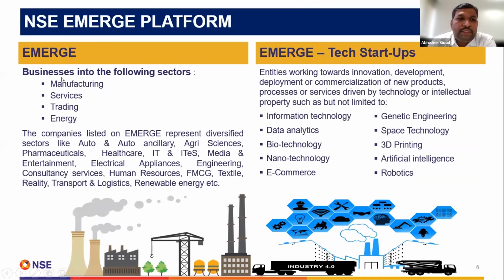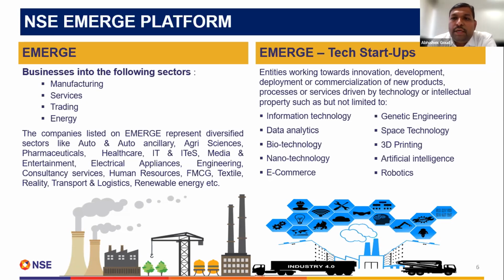We have two mechanisms, Emerge and Emerge with a tech startup mechanism. The Emerge one is the segment where currently most of the companies from the 20 sectors are available. It is into manufacturing, services, energy. Renewable energy is also one of those parts where people are getting listed and they have a decent amount of stake. In terms of sectors, you can read through the paragraph over here: auto ancillaries, agri-tech, entertainment, healthcare, IT, media and entertainment, human resources, FMCG, textile, transport, renewable energy, all these things. There is hardly any segment which is currently left out, which is not accessible by the small and medium enterprises on the listing side.